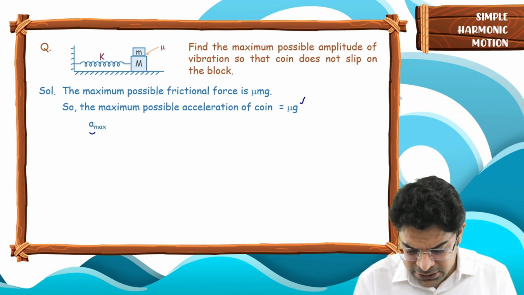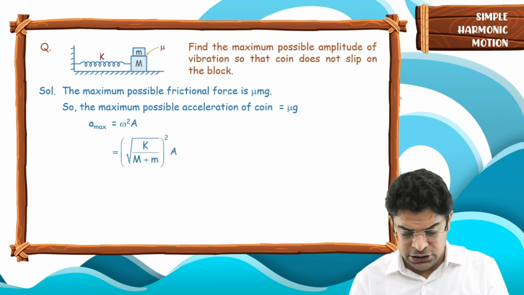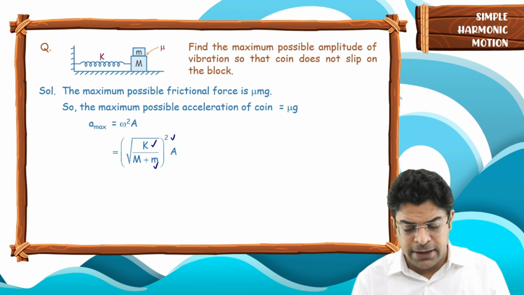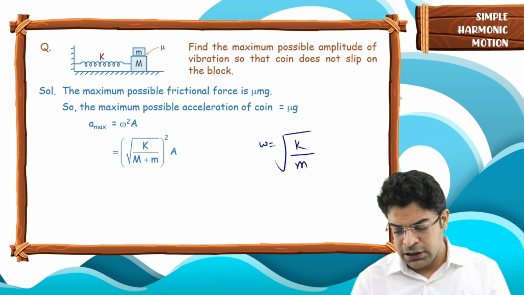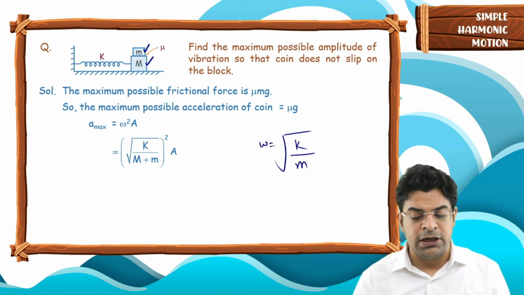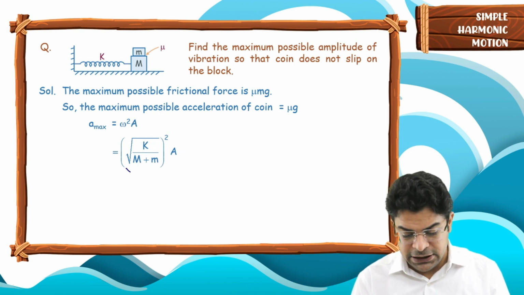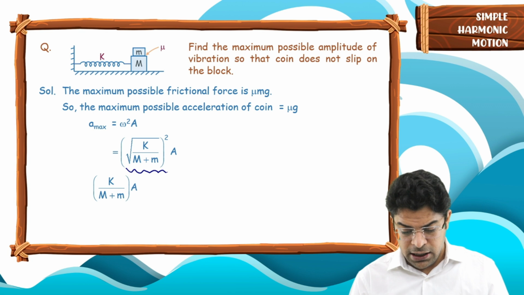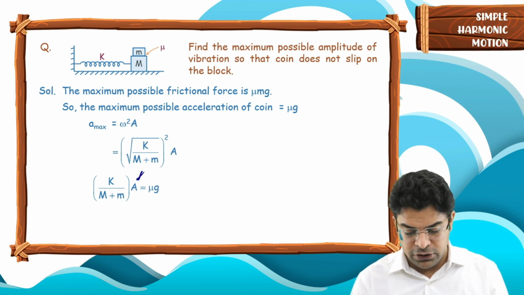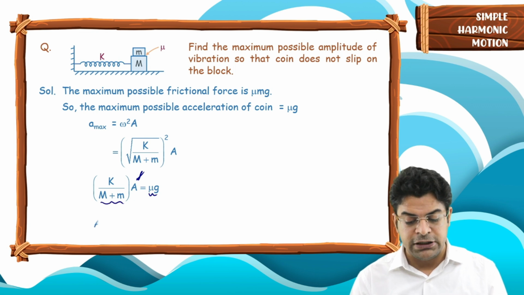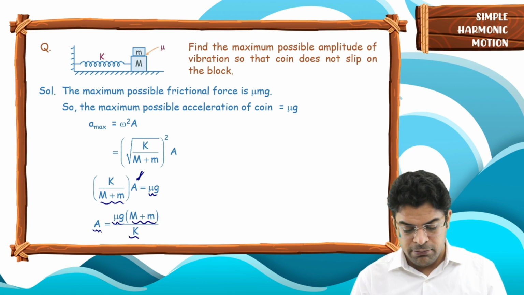So the maximum possible acceleration, which equals omega squared a, can be written as under root of (k by (M plus m)) whole squared into a, where omega equals root k by M. Here the mass of the system is the mass of the block plus the mass of the coin. And this maximum possible acceleration has to equal mu g. So, simply, game over. The amplitude has to be mu g into (M plus m) by k.